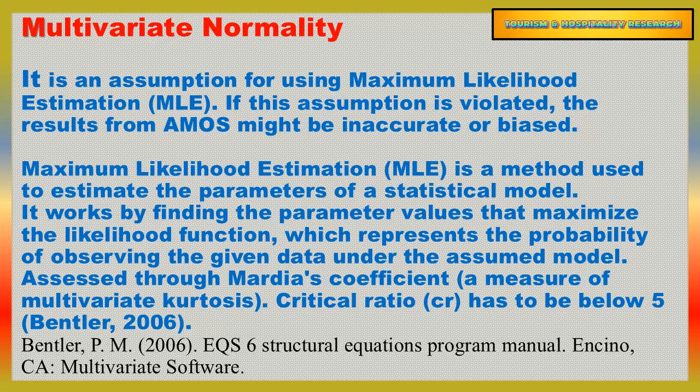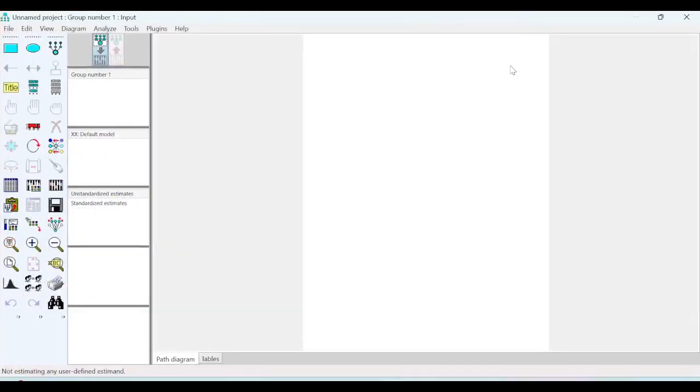So often there's a confusion in the researcher's mind about how to assess multivariate normality, what is Mardia's coefficient, and where do you find it in AMOS? So let us go ahead in AMOS and learn how to build a measurement model and then assess the Mardia's coefficient. So here I am in my AMOS. This is AMOS version 24.